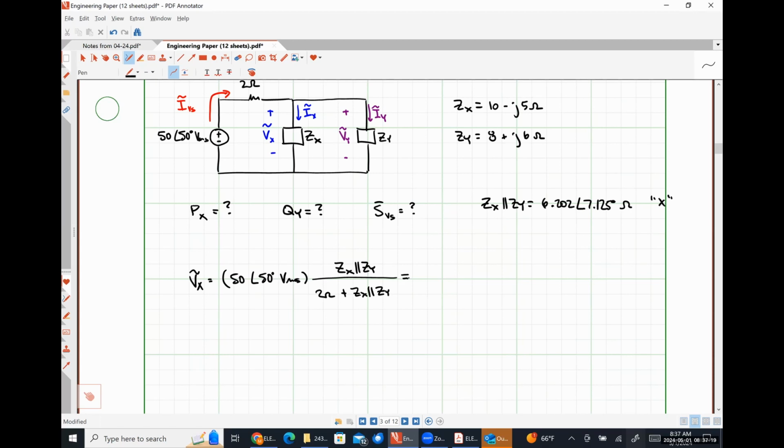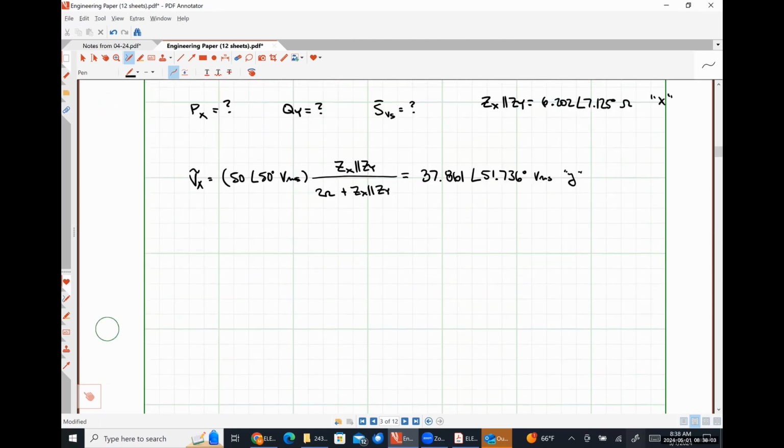And so now I get to be really lazy and do 50 angle 50 times X over X over 2 plus X. And I get 37.861 and some change, angle 51.736 degrees, volts RMS, storing this in my calculator as Y.